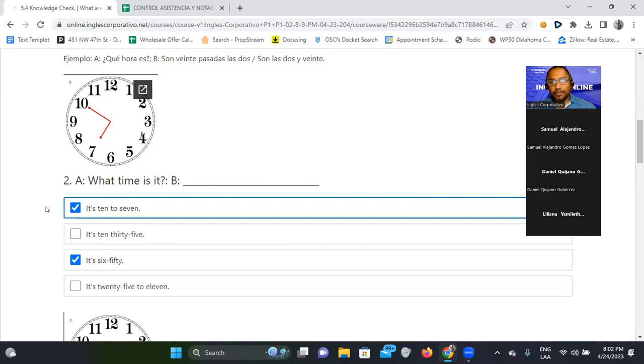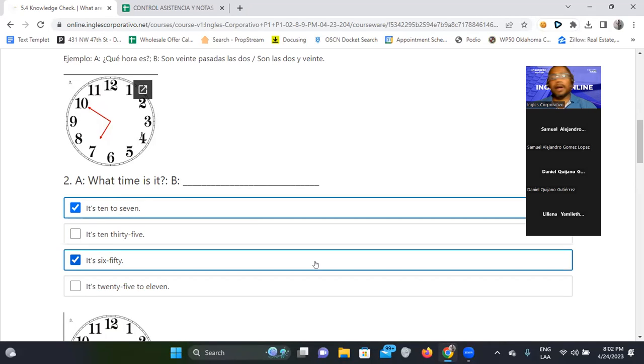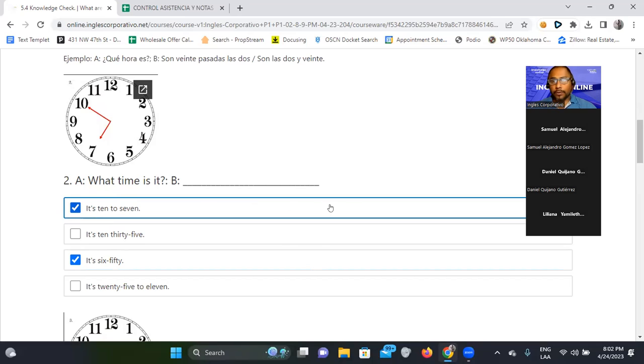Awesome. Una pregunta. El to, ¿qué significa? Sería, en español sería, ¿verdad? 10 para las 7. Okay, it's 10 to 7. So el to es como el para las 7. Okay. Yes. Thank you, Samuel.